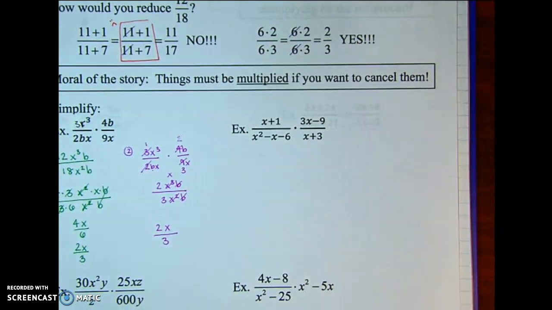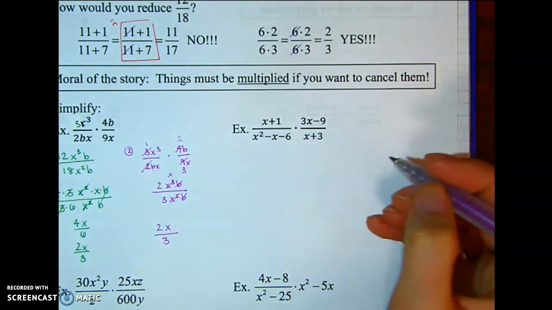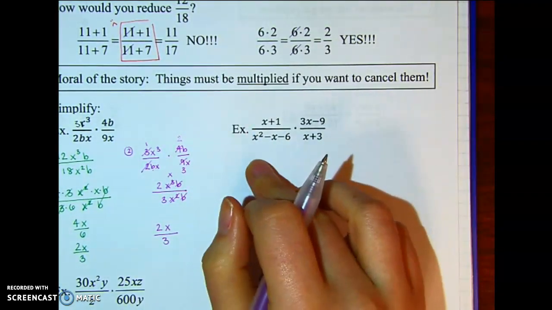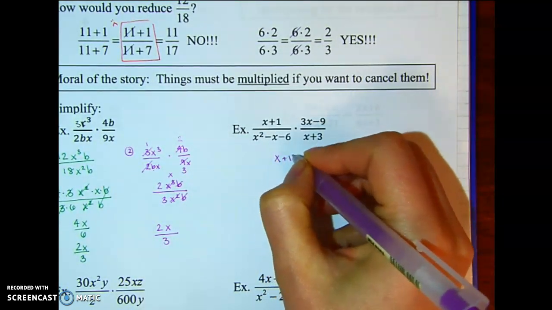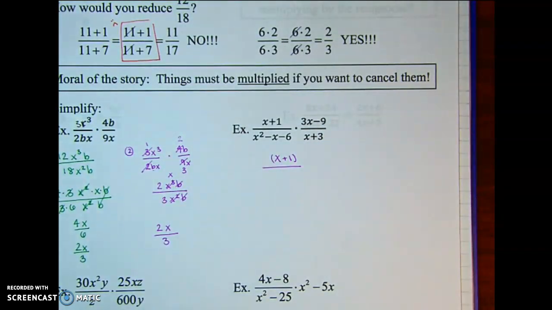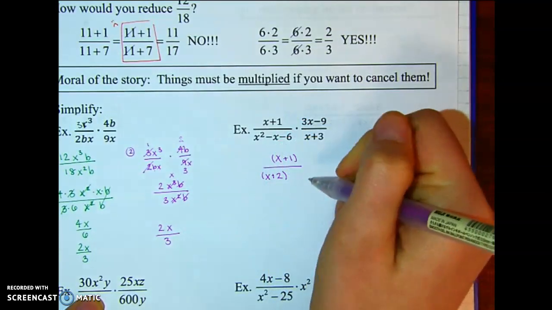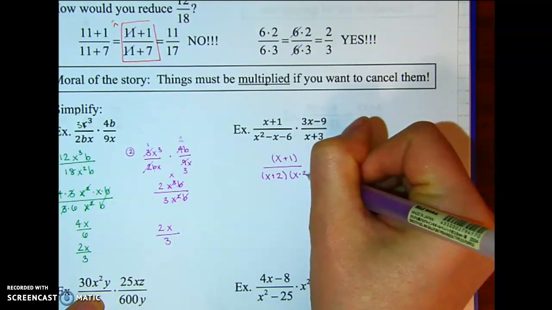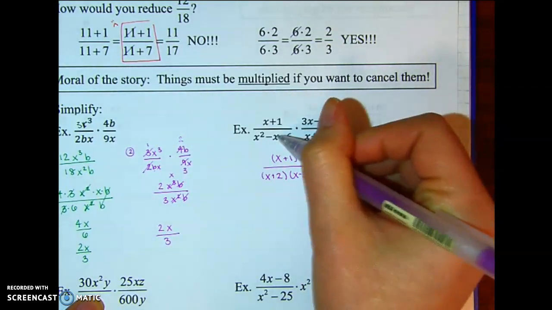Okay, for this example, we actually have some bigger polynomials. For an example like this, what you're going to want to do is factor as much as you can. So x plus 1 can't really be factored anymore. But the denominator, what multiplies to negative 6 and adds to negative 1? That's x plus 2 times x minus 3, right? 2 times negative 3 is negative 6, and 2 minus 3 is negative 1, yeah.